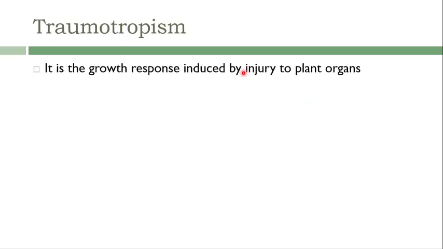So there is thigmotropism, and now we are talking about, as far as these three types are concerned, they are very much simple. There is nothing much in it. Now, traumotropism is the growth response induced by injury to plant organs. It is named from the trauma center, the emergency center in a hospital. The name is because of the injury, the accidental injury to the plant.